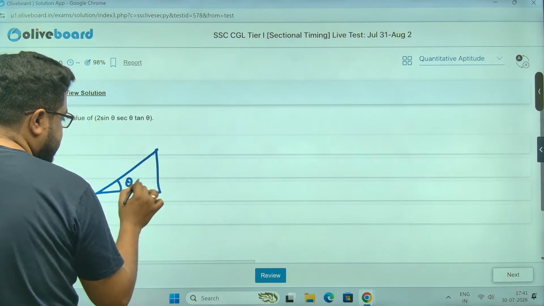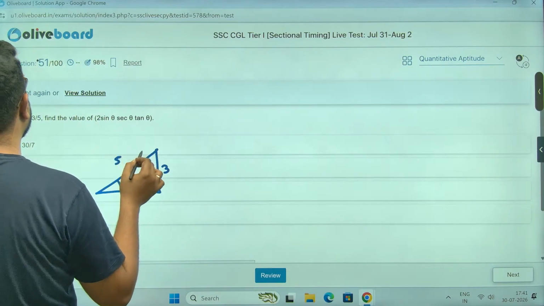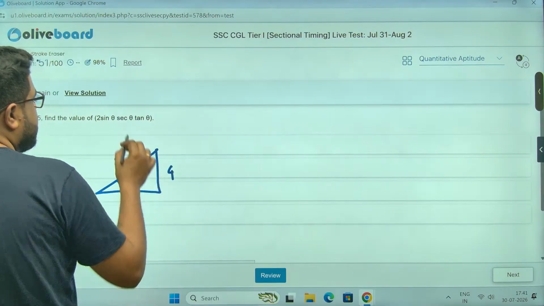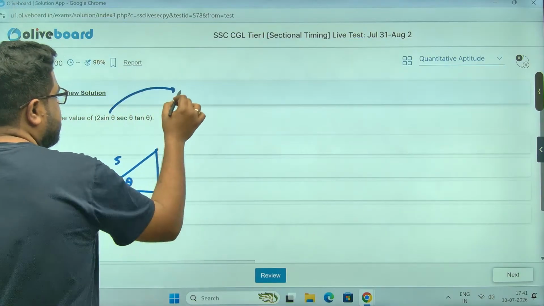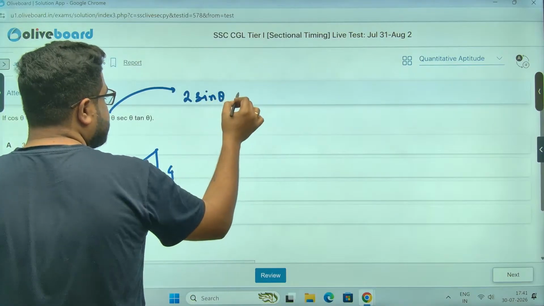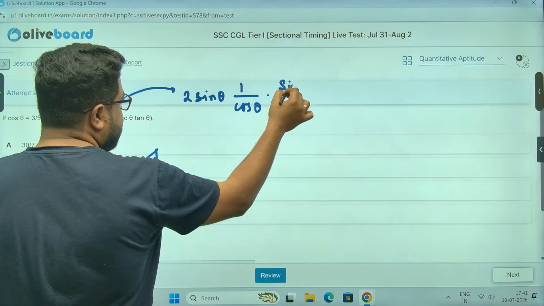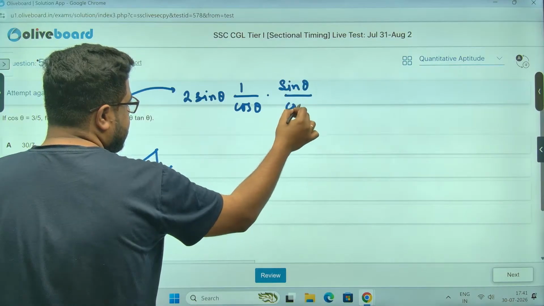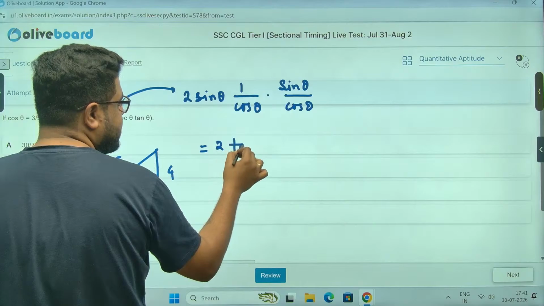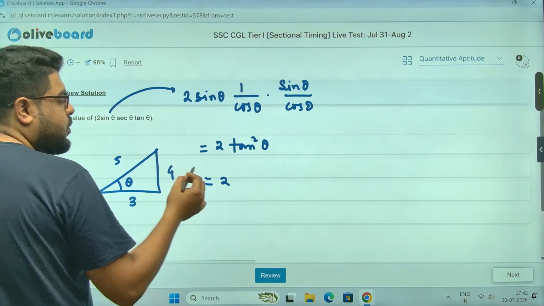Meaning if this is theta, this is 3, this is 5. So this must be 4. So 2 sine theta into sec theta, meaning 1 by cos theta, into tan theta, meaning sine theta by cos theta. So ultimately, this is nothing but 2 tan square theta. Correct? So 2 tan square, tan theta is 4 by 3.